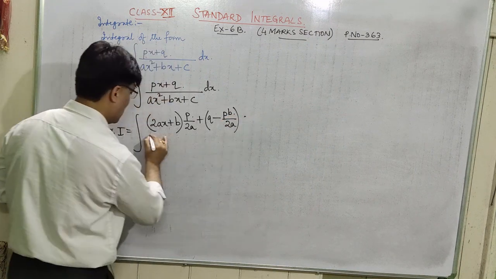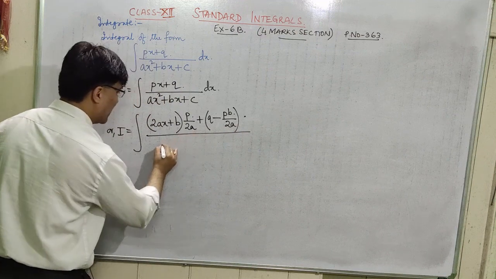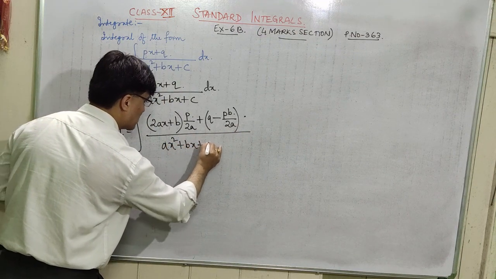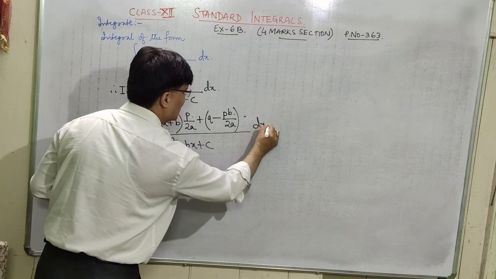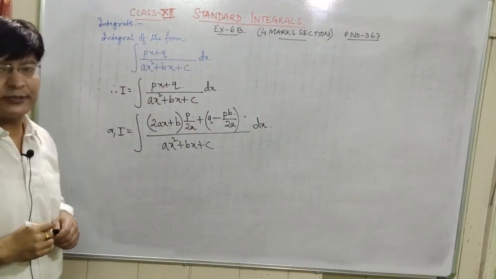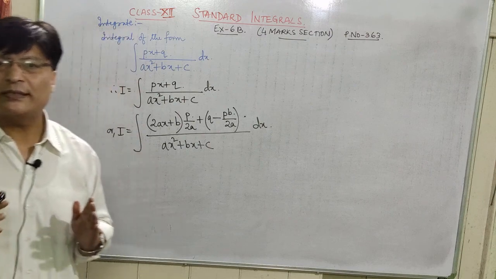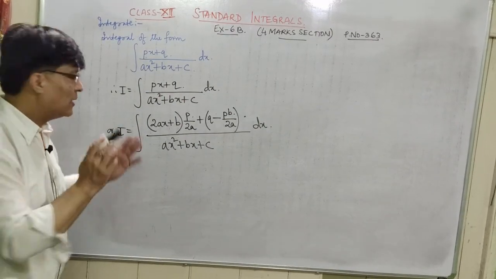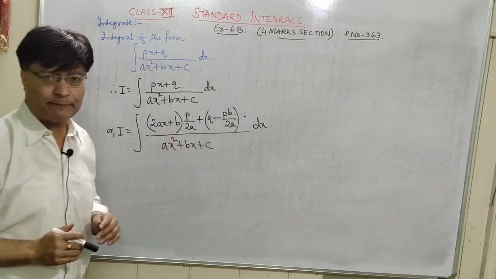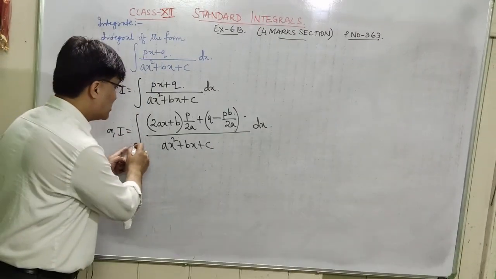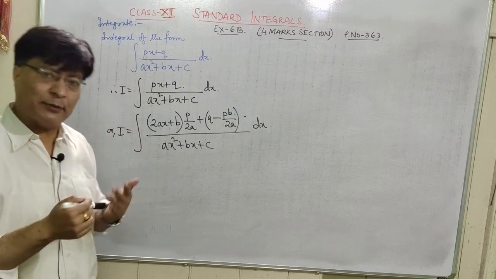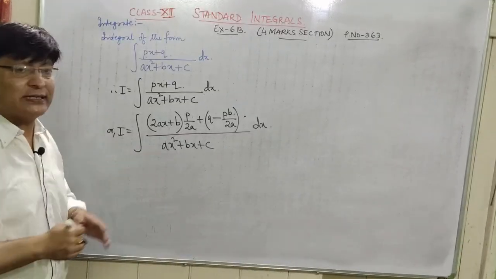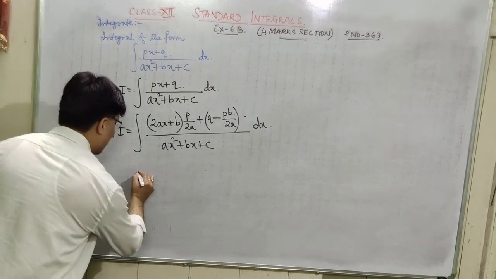Bracket closed. Whole divided by, what do we write? ax square plus bx plus c. Then what do we write here? It is dx. So I think you have understood it. Now we have to separate this fraction. Is that clear? So you have to separate this integral sign and dx also. You can simultaneously separate the fraction as well as the integral sign and dx. Okay. So what do we get now?